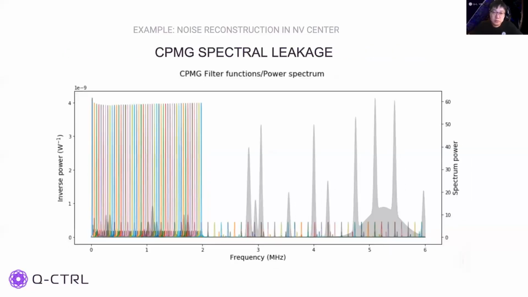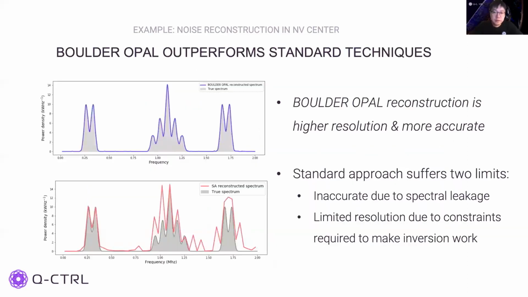As a comparison, we also show the filter function calculated with CPMG pulses. We can see that these high order harmonics outside the frequency range are very noticeable, and this spectrum leakage can distort the reconstruction result. So here we compare the reconstruction result from the Q-control and the standard approach. The top figure is the result from the Q-control approach, and it shows an accurate high resolution result. The standard approach result is shown in red at the bottom.